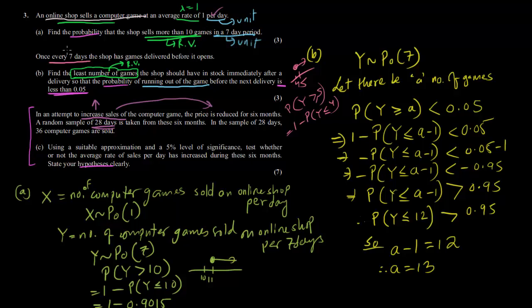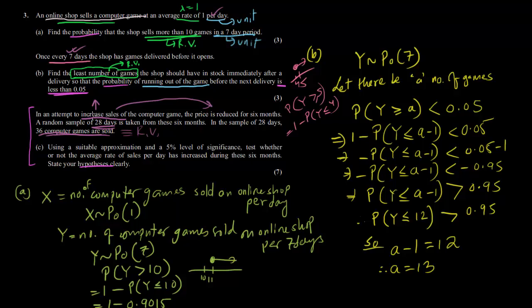Then the question was 7 days, and now yet again we have to change the random variable. 28 days is taken from this 6 months. This 6 months does not really have any effect on the sum. In the sample of 28 days, 36 games are sold. Remember, this is the random variable. We know that the number of games sold is the random variable. So this 36 number is our random variable. This 28 days is our per unit.